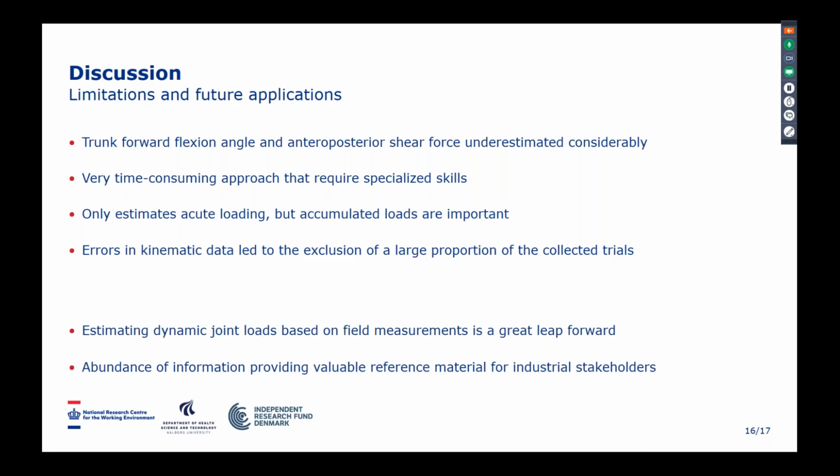So here are the last two points. We believe here that estimating dynamic joint loads based on field measurements is a great leap forward, because first of all, you have an abundance of information providing quite valuable reference material for both the scientific community, but also for industrial stakeholders. You have many muscles, you have quite accurate joint definitions, and you're able to get knee, ankle forces, low back forces, shoulder forces in one go. So it's all kind of an all-in-one biomechanical analysis here.